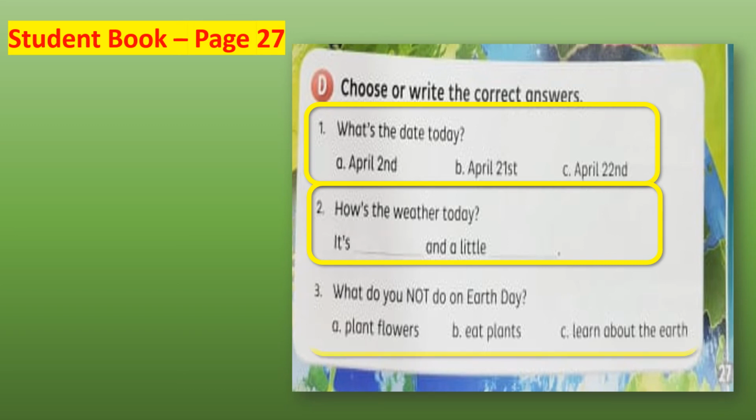Okay, number 3. What do you not do on Earth Day? A, plant flowers. B, eat plants. Or C, learn about the Earth. Which one of these do you not do on Earth Day? 10 seconds. Circle.